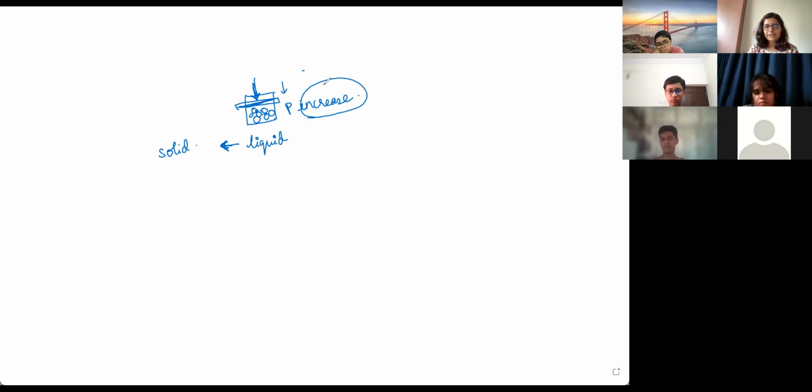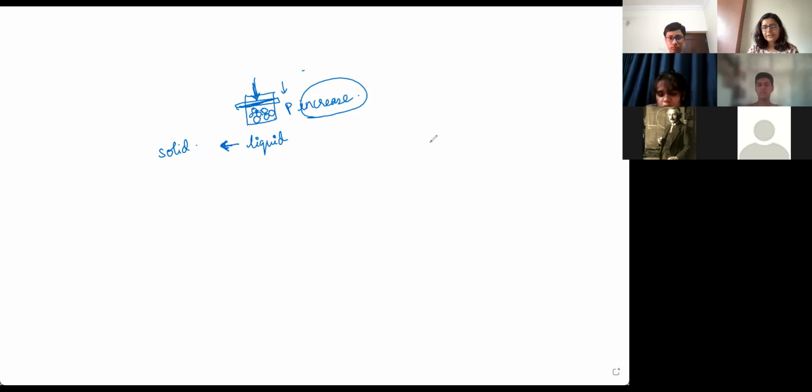Now the flip side. Instead of increasing pressure on it, if I take the same liquid, let's say there's a movable thing, and I am decreasing the pressure on it. Pressure decreases means I'm pulling this upward. I'm creating so much space that there is not much pressure on it. There's a lot of free space over it. So then what do you think will happen?